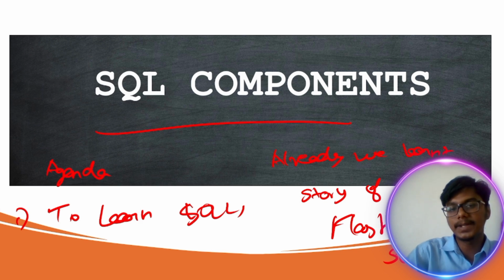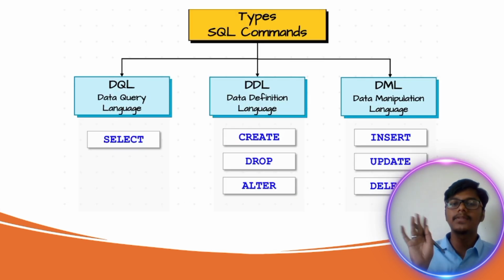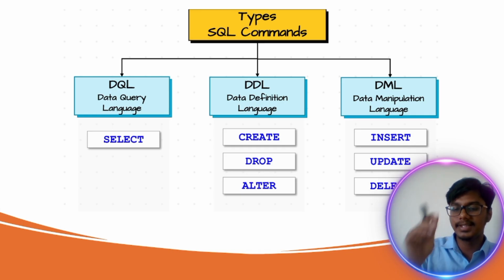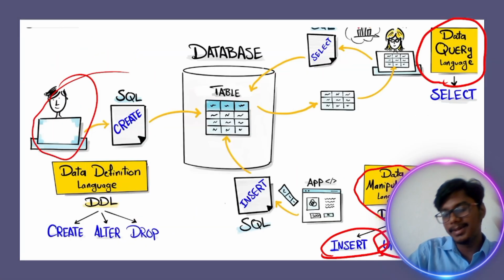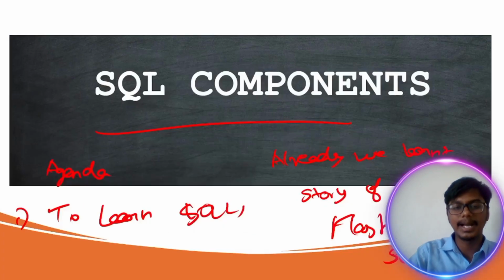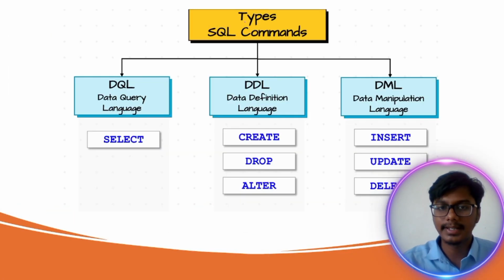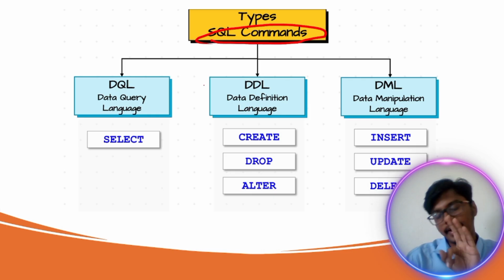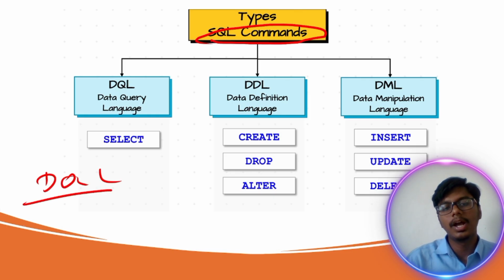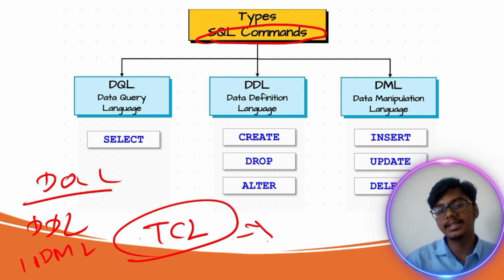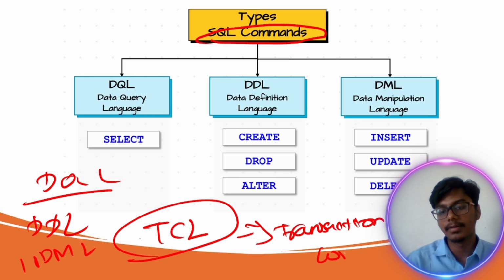Okay, now let's get into the types of SQL. I already told this with my story: this is me, and I created a database. There are three types: DQL, DDL, and DML. There is also TCL, transaction control language, which we will see later.